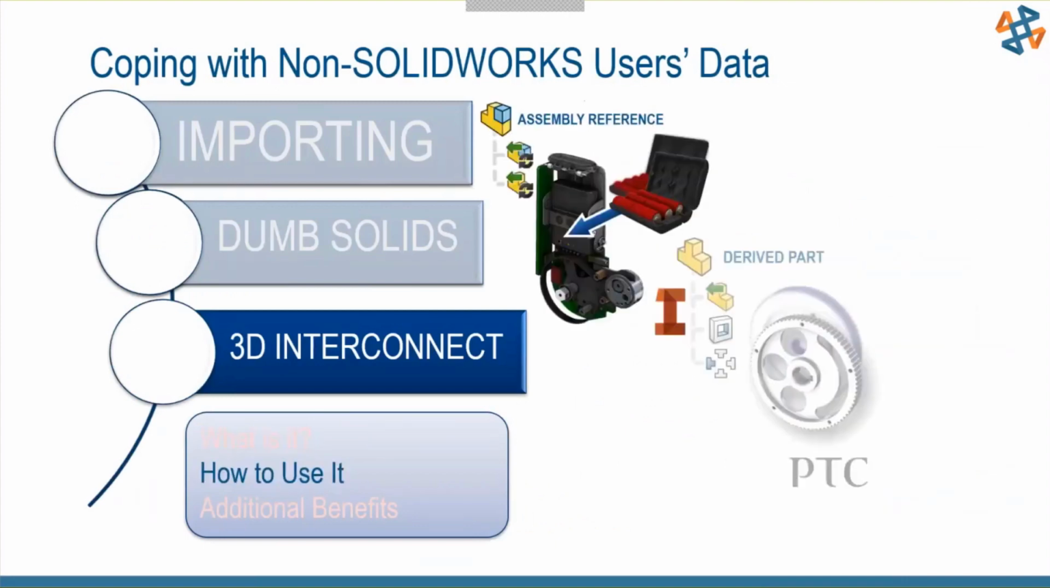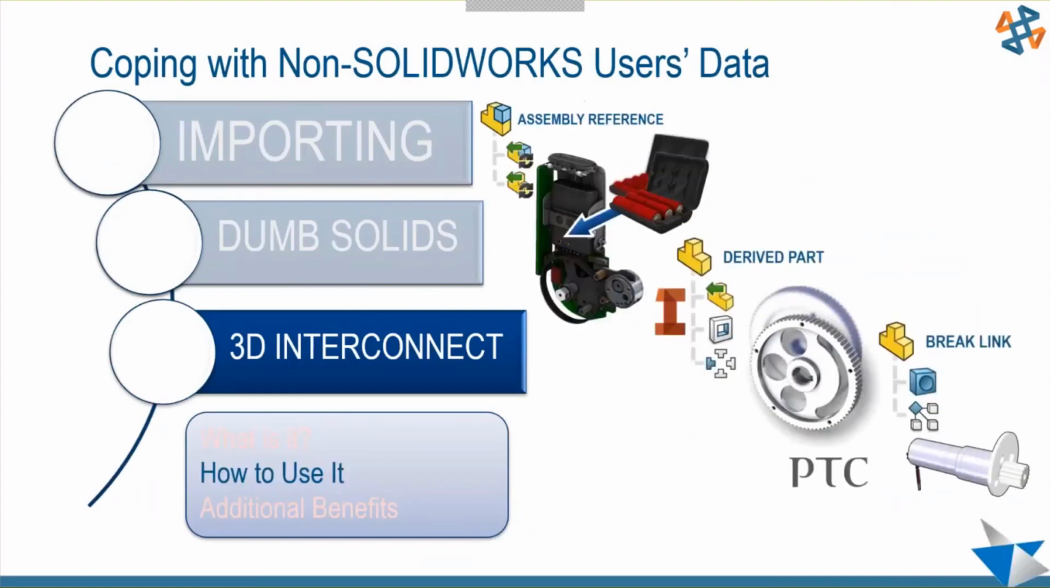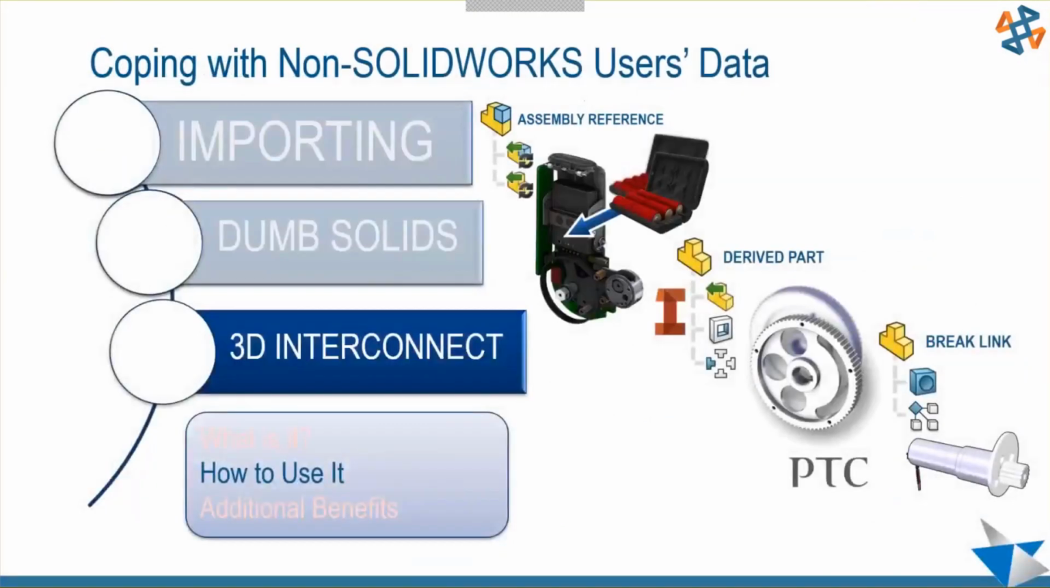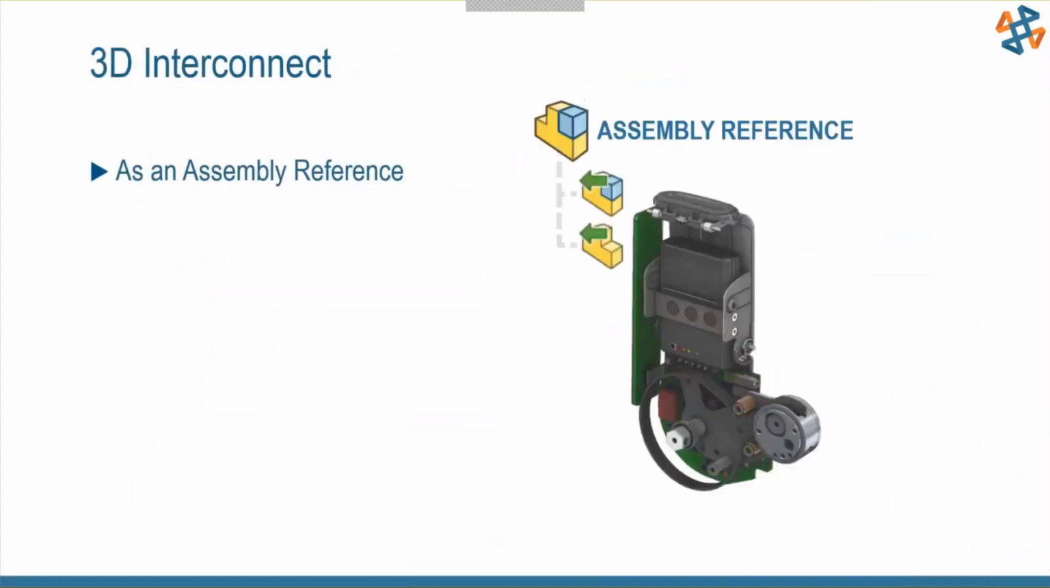So let's talk about how we use it. There are a couple of different workflows. First is as an assembly reference. Second is as a derived part. And third is merely as an import option. So let's take a look first at an assembly reference. We're going to add an Inventor assembly to our SOLIDWORKS assembly.